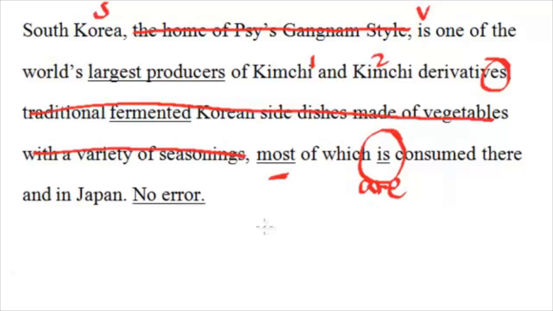Sometimes they'll even give you inverted questions, which basically means that they put the subject in the back and the verb in the front. For example, they would say, "There were one people." I know that sounds really, really weird, but that sentence can actually get more complicated, and they can try to trick you, right? Or not can, they will. So in this case, the error is this part over here, "most of which," and "which" is referring to kimchi, not seasonings, right? Most of which is consumed, no, "are" consumed.